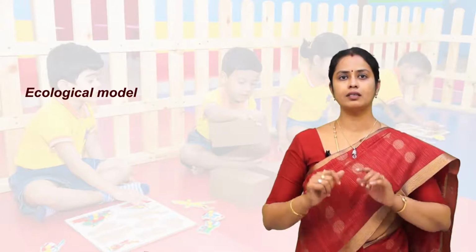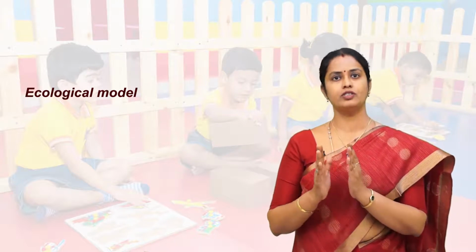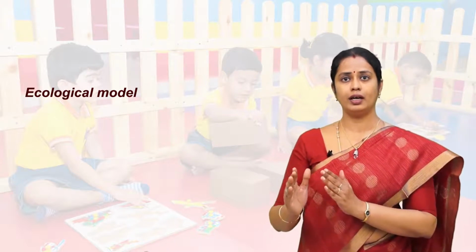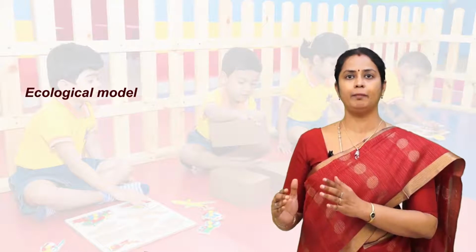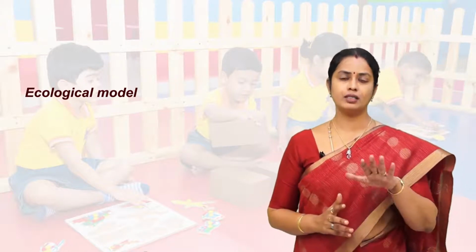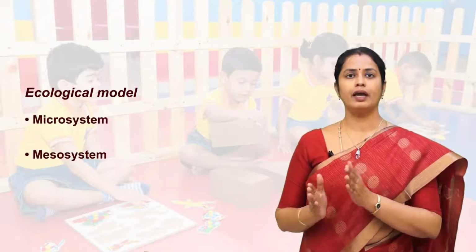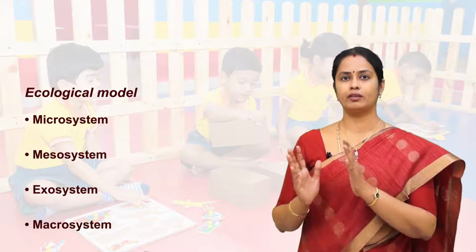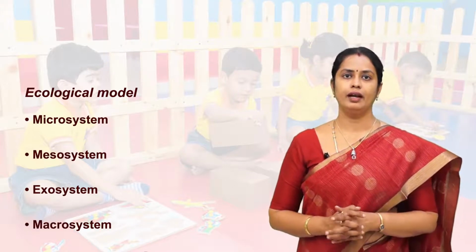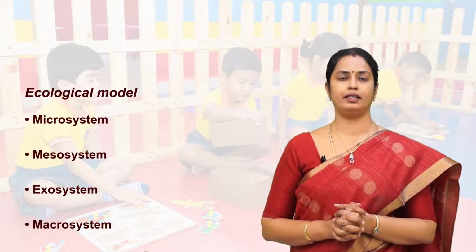Bronfenbrenner categorizes the whole environment of a child into 4 nested structures within which and even beyond a child happens to spend his everyday life. These four structures are microsystem, mesosystem, exosystem, and macrosystem. Let us understand each system and its interaction in detail.